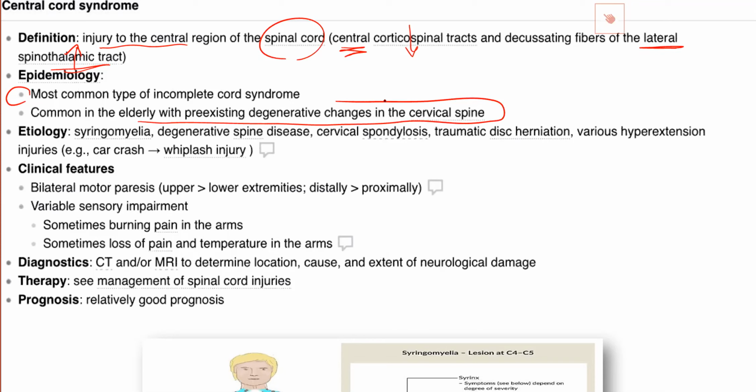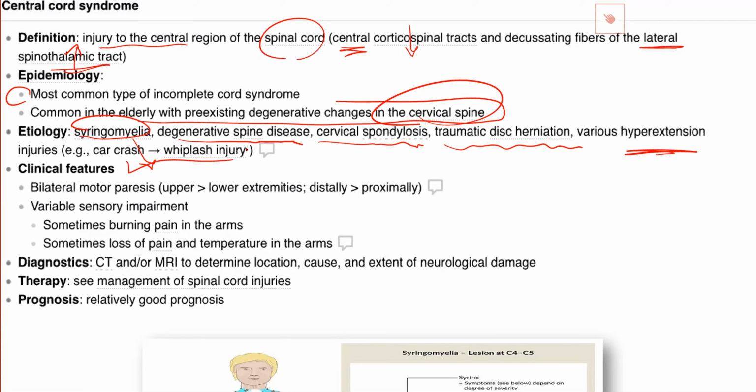in the cervical spine, especially syringomyelia. This is a degenerative spinal disease characterized by syrinx formation. Other diseases include degenerative spinal disease, cervical spondylosis, traumatic disc herniation, and various hyperextension injuries, like a car crash leading to whiplash injury.